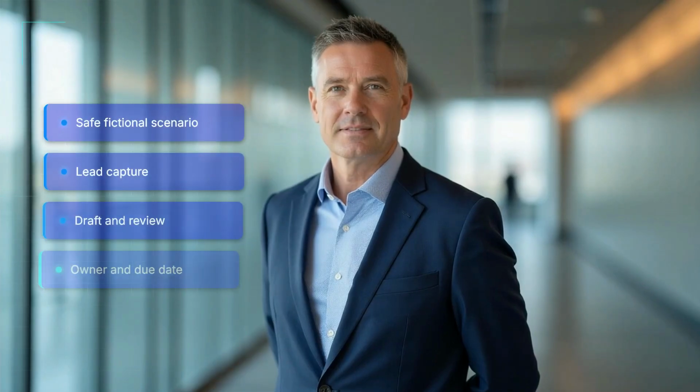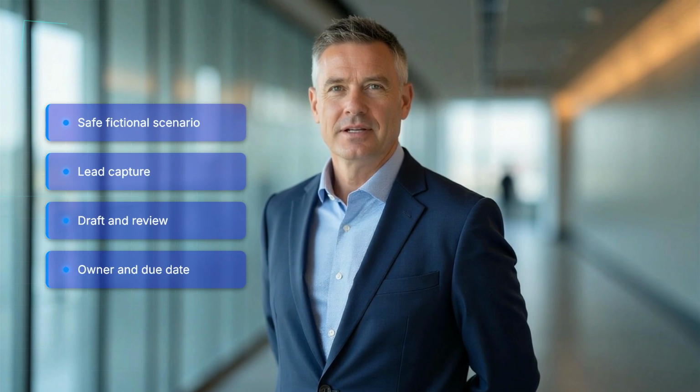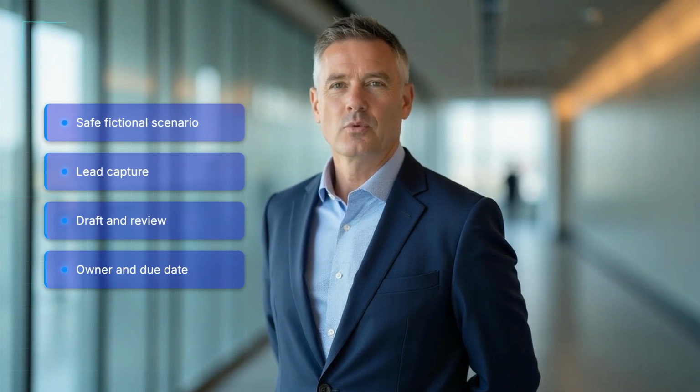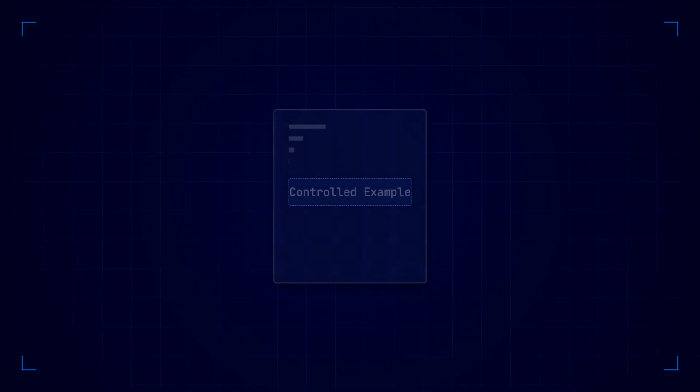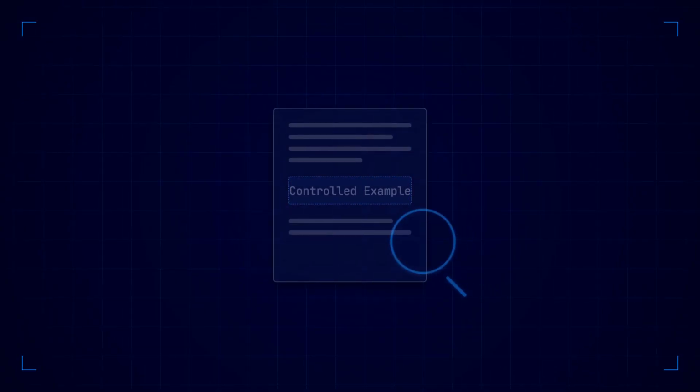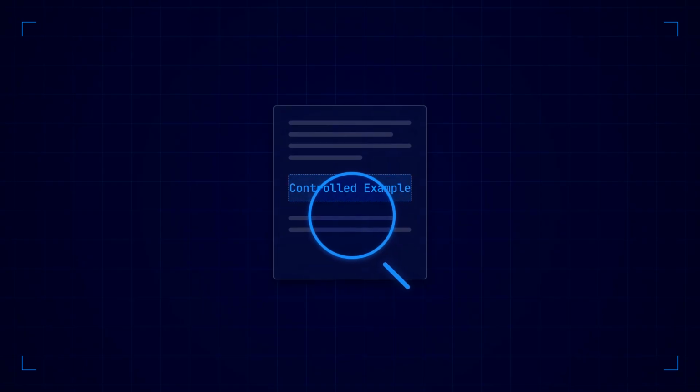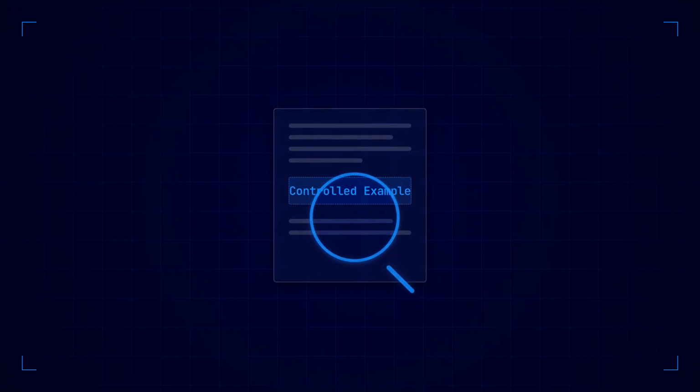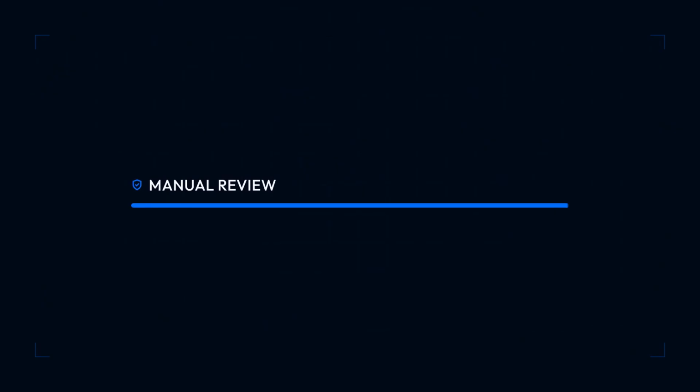What this guide covers: safe fictional scenario, lead capture, draft and review, owner and due date, and what the workspace does not automate. Start with a controlled example. Define one realistic scenario, the approved source facts, and the expected outcome before opening any automation tool. Keep the first run narrow enough to review manually. The objective is a repeatable operating process, not an unverified claim that software will create a commercial result.